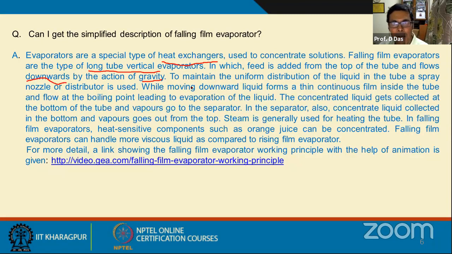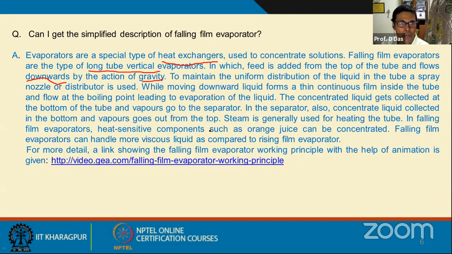This is downward, and to maintain the uniform distribution of the liquid in the tube, a spray nozzle or a distributor is used. While moving downward, the liquid forms a thin continuous film inside the tube and flows at the boiling point, leading to evaporation of the liquid. The concentrated liquid gets collected at the bottom of the tube, and vapors go to the separator, or vapor usually goes on the top. Am I right? So in the separator also the concentrated liquid collected in the bottom goes out from the top, and steam is generally used for heating the tube.